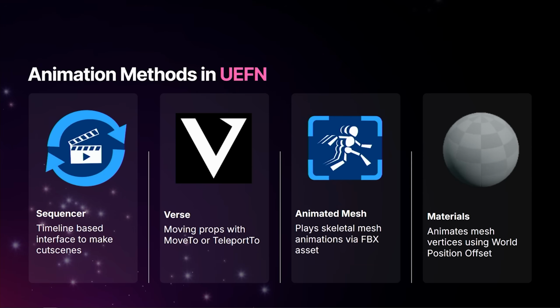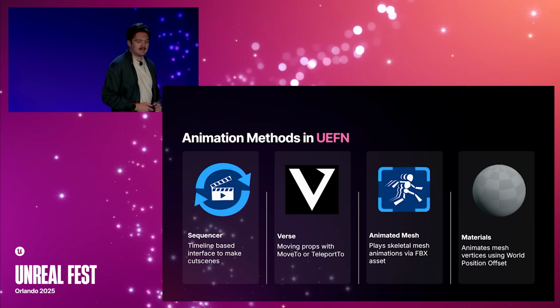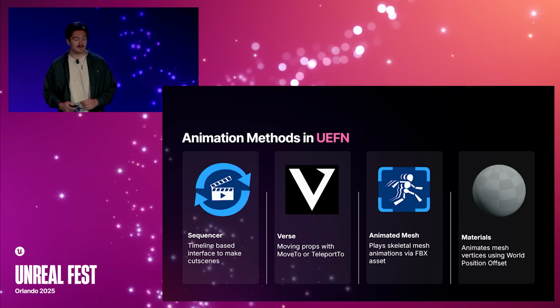So the first way is with the sequencer device. This is like a timeline-based system. It's traditionally used to make things like cutscenes. Next, you could move objects through verse code, so something like move to or teleport to. You can also animate using the animated mesh device, which plays skeletal mesh animations using an FBX asset. And then finally, you can animate with materials by manipulating the vertices using world position offset output.